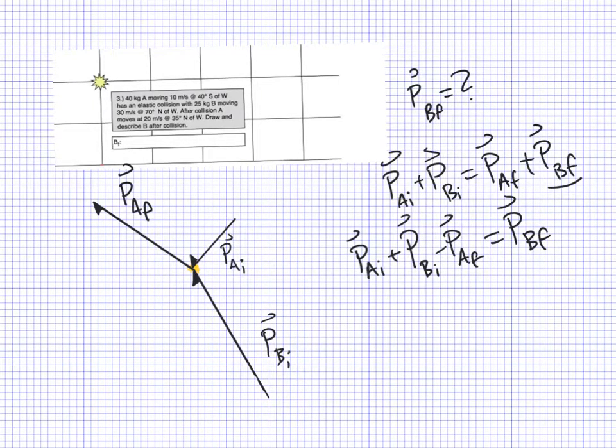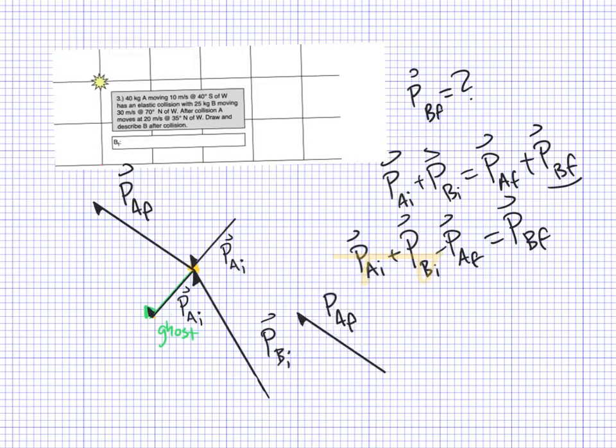This is where we bring in the ghosts. Just going to take a copy of piece of A initial and move it over here. I could also take a copy of piece of B and move it over to the top of piece of A. This gives us the piece of A initial plus the piece of B initial. Now we just need to subtract piece of A final.